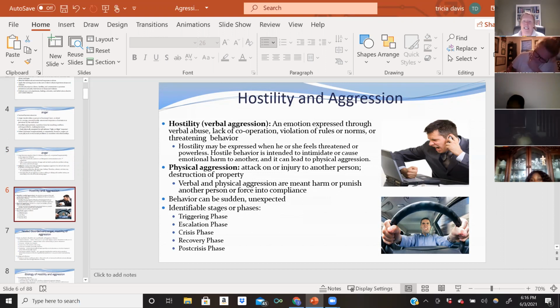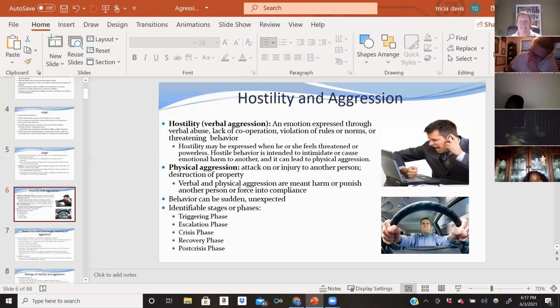Physical aggression is an attack on or injury to another person, and it can also be destruction of property. So verbal and physical aggression are meant to hurt, harm, or punish other people, or to ultimately force them to do something that we want them to do.